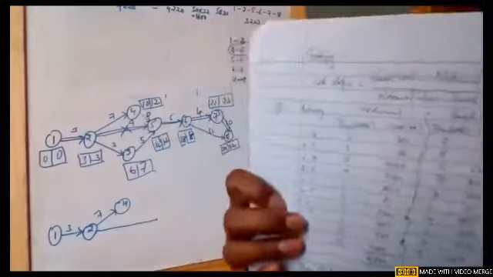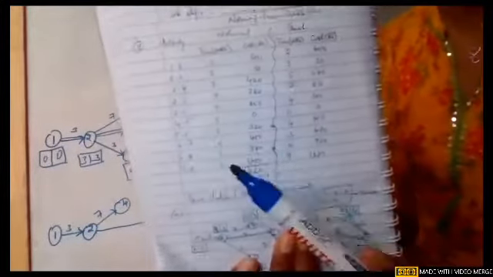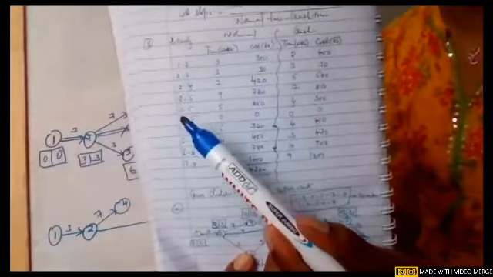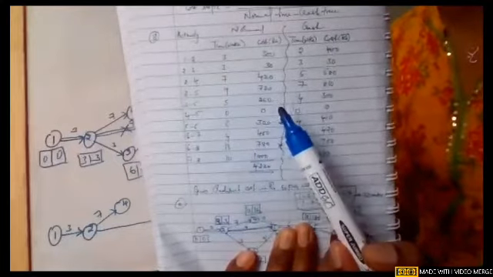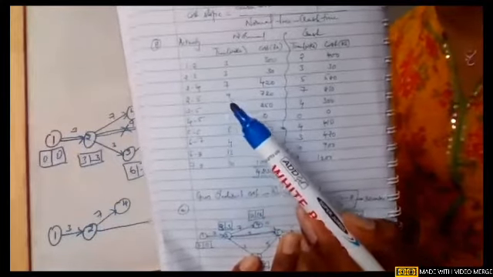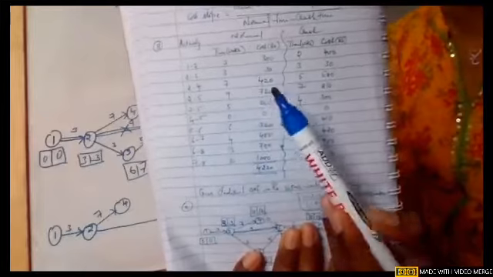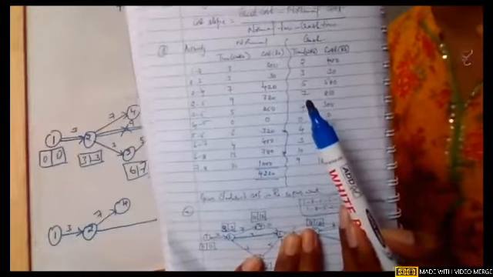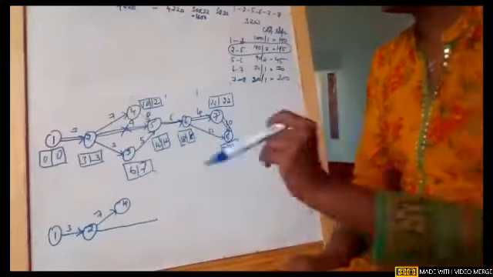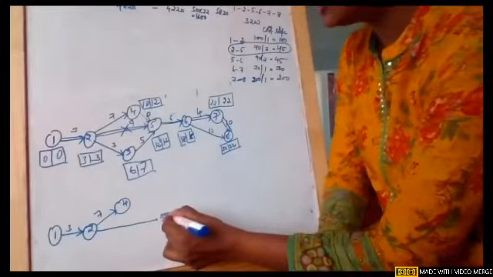Girls, if you can see here, this is the question. So this is the activity 2 to 5. Earlier normal duration was 9. Now the crashing duration is 7. So this is what I am trying to explain. So we will just take 7 here instead of 9.